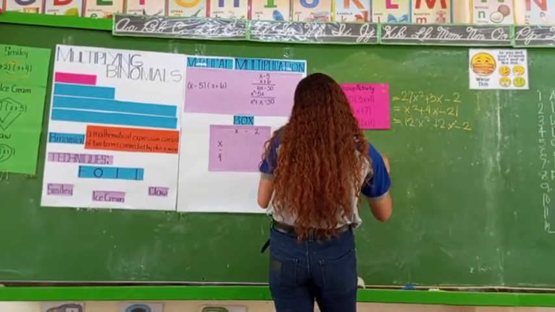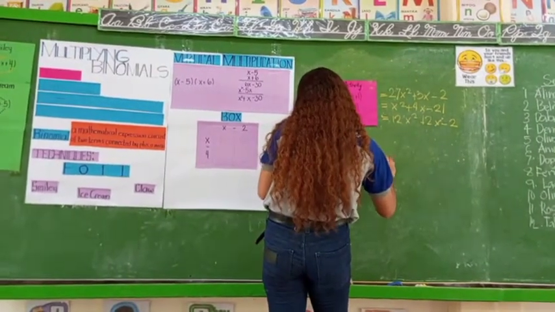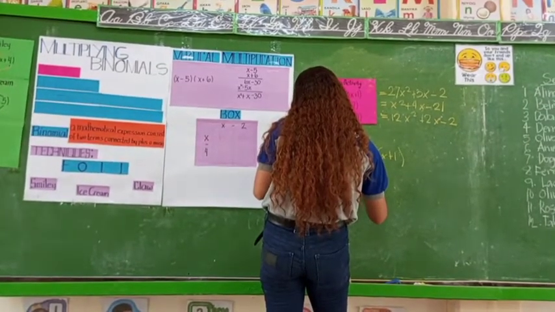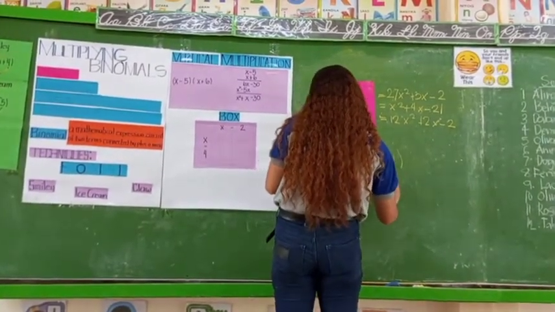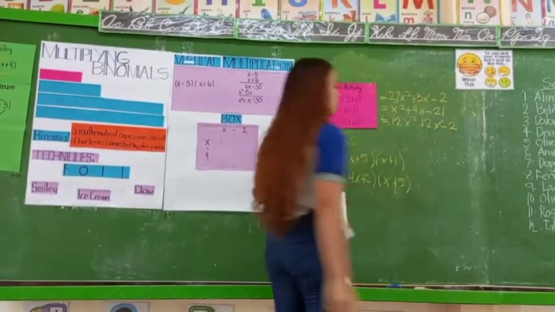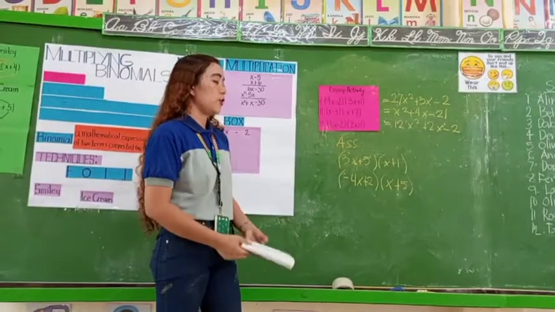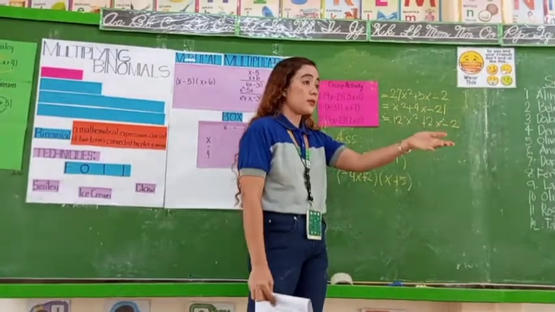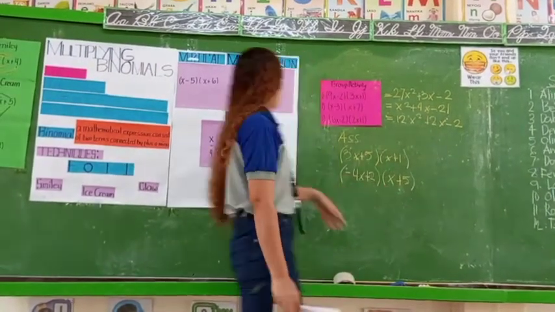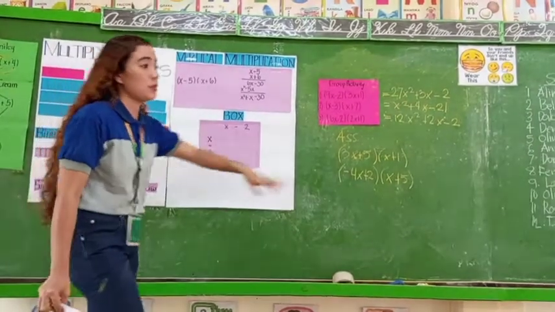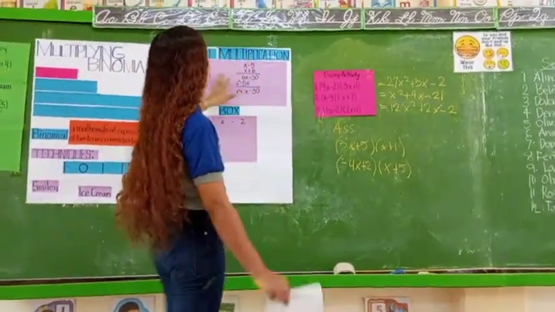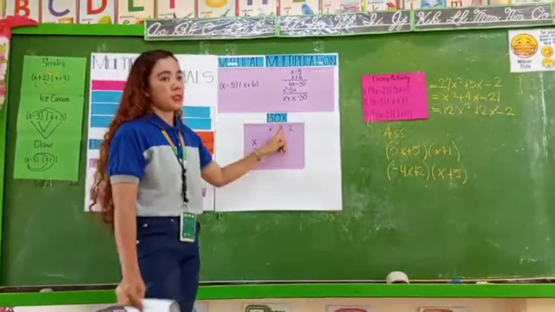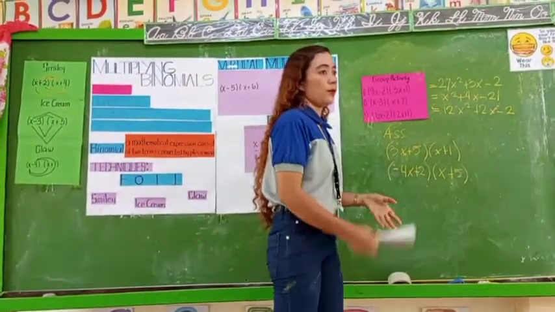3x plus 5 times x plus 1, and then negative 4x plus 2 times x plus. Okay, I will give you these two equations, and you're going to answer them tomorrow. And then here, you choose which method you are going to use. It's up to you. This is an individual assignment, okay? You're going to choose either the FOIL method, vertical method, or the box method. It's up to you. Okay?